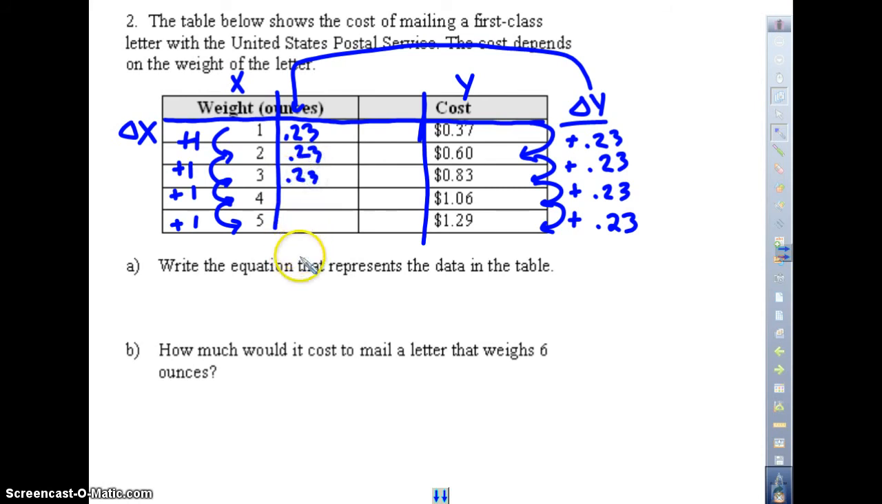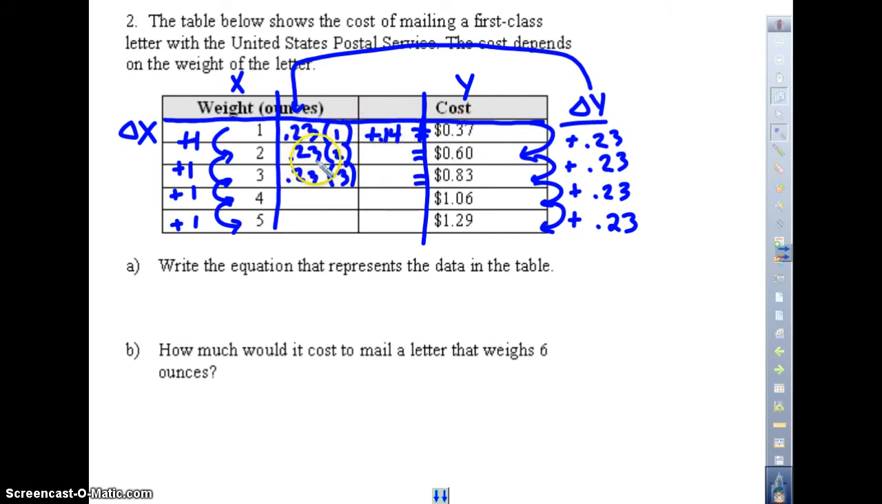And what do you do next? Times it by whatever your X values are. Yep. And then we look to see if that gives us the answer, and if not, we're going to add or subtract an adjustment. Well, 23 cents times 1 is 23 cents. How do we change it to 37 cents? 23 cents plus what gives us 37 cents? Plus 14 cents? Does that work here?